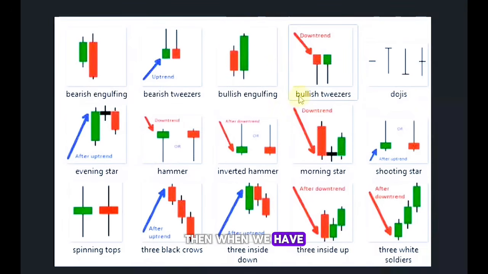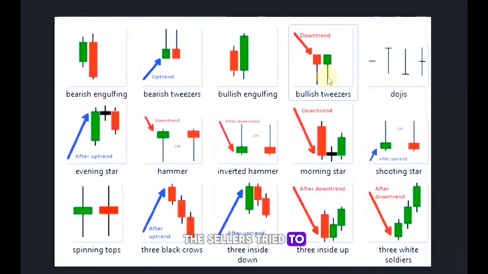Then we have the bullish tweezers. It means when the market is trending downwards and then this particular pattern appears. The sellers are selling, but this long wick shows that the market opened here and continued going down to this particular point, but the sellers couldn't hold against the strength of the buyers. That's why it drew back to this point, creating a small body with a long wick.